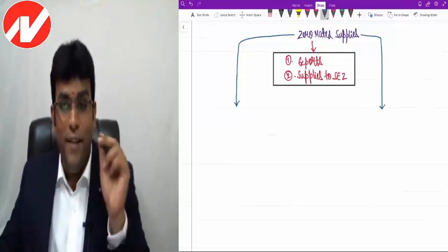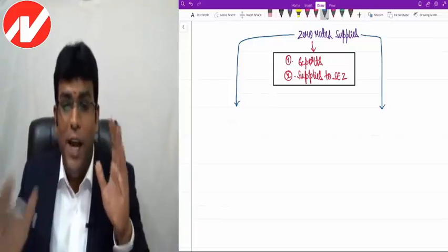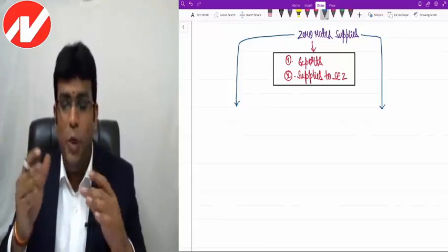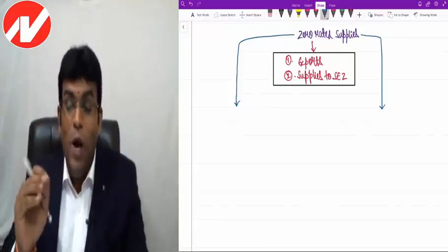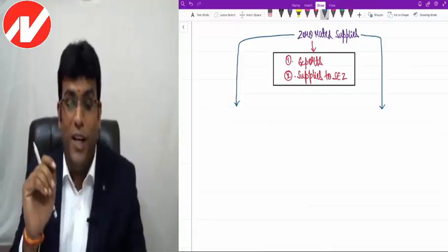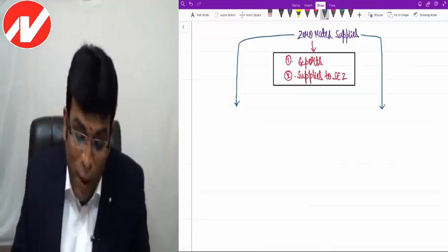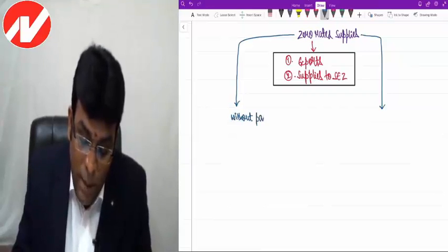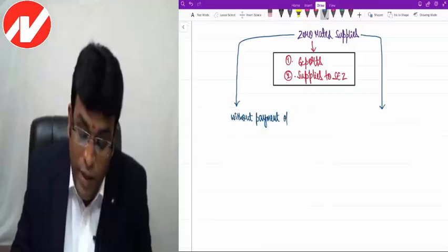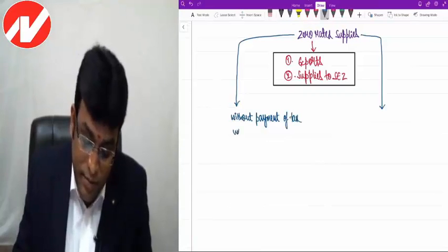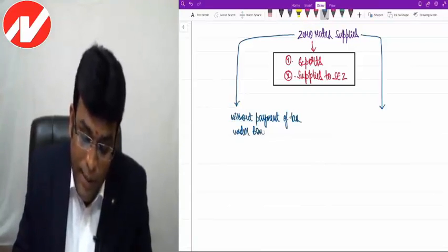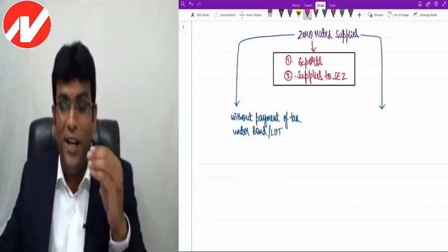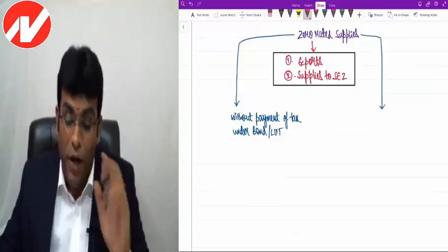So friends, when we talk about zero rated supplies, there are two types of categories in zero rated supplies. That is, of course, exports and supplies to SEZ. Now, when we talk about tax treatment for zero rated supplies, there are two points here. Point number one, zero rated supplies without payment of tax under bond or LUT. Come on, friends, zero rated supplies without payment of tax under bond or LUT.